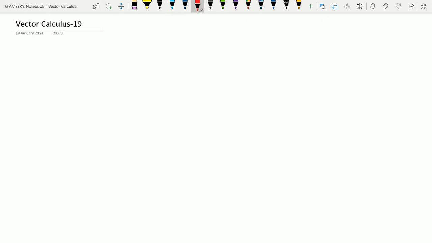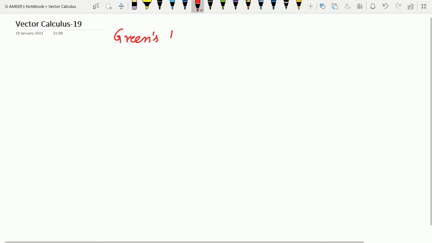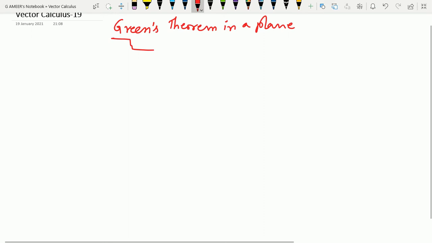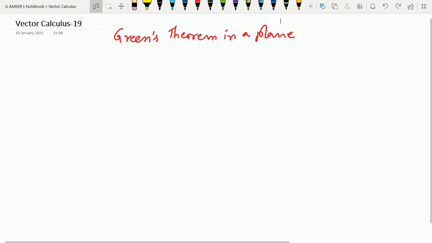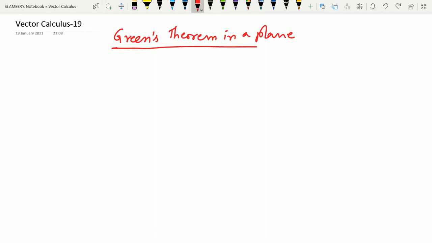So Green's theorem in a plane. Let us see what is the statement of it.